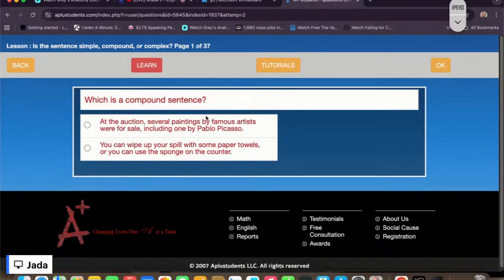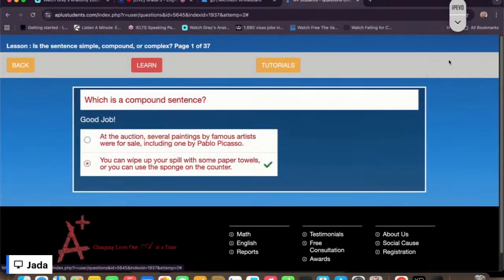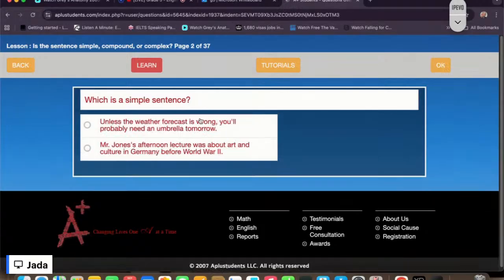So remember that the compound sentence is what? Two independent clauses. So we have the second: you can wipe up your spill with some paper towels, or you can use the sponge on the counter. So it has a coordinating conjunction. Okay? Alright, so the next one, simple sentence: is it the first or the second?